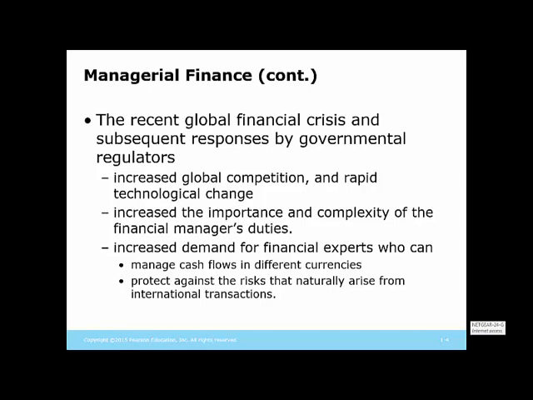Certainly there is a huge influence with the global environment, if you will. Right? There's lots more competition. It makes the financial manager's job much more complicated, much more important, obviously, and it emphasizes two very important tasks. We need to be able to manage cash flows in a variety of different currencies, and we also need to be able to protect against the risks that naturally come from dealing with the global environment.